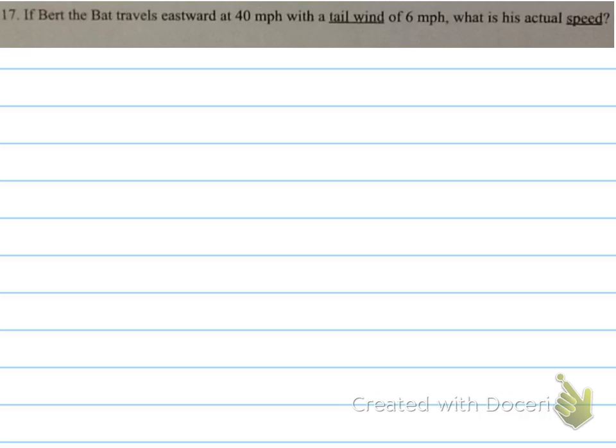17. If Bert the Bat travels eastward at 40 miles per hour with a tailwind of 6 miles per hour, what is his actual speed? So we have our little bat. He's traveling eastward at 40 miles per hour. And a tailwind, that means that it's pushing him. So there's a wind also going the same direction at 6 miles per hour. The question is, what is his actual speed?